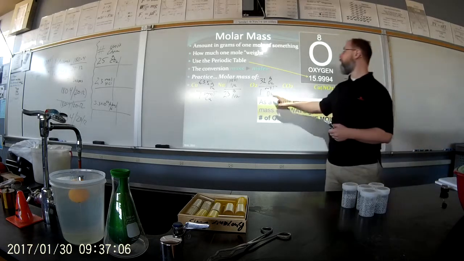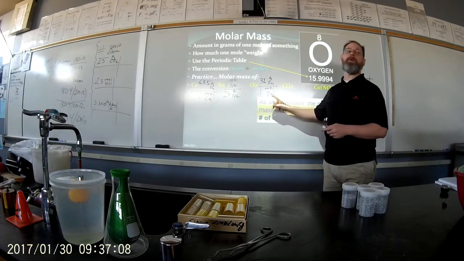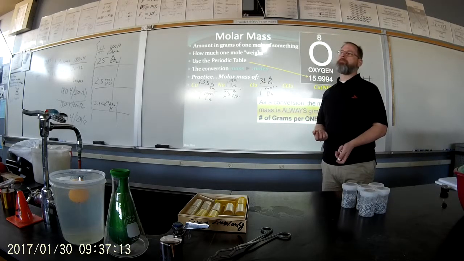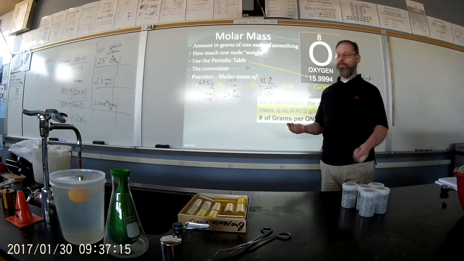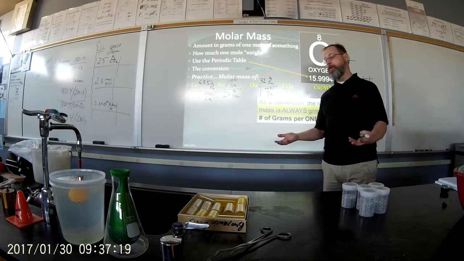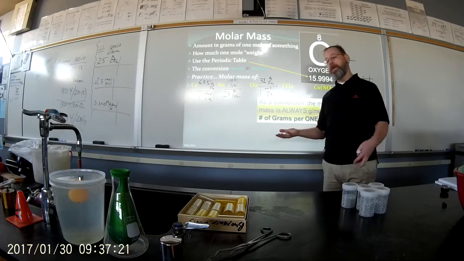Because it's 1 mole of O2. This is why we always write the chemical. Because if you said, what's the molar mass of oxygen, I'd be like, O or O2. Oxygen, the atom, is 16. Oxygen, the molecule, is 32. O is 16, O2 is 32.